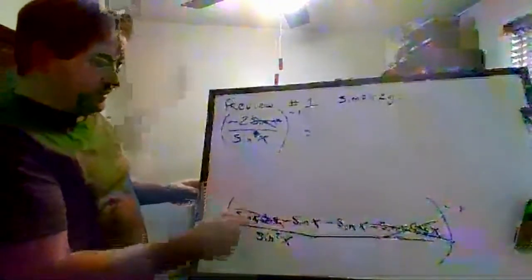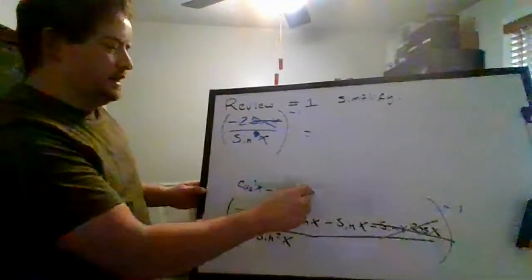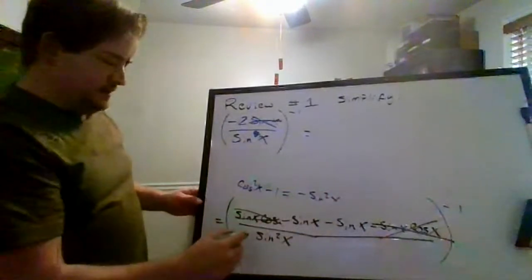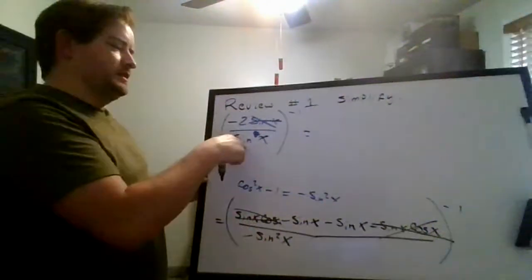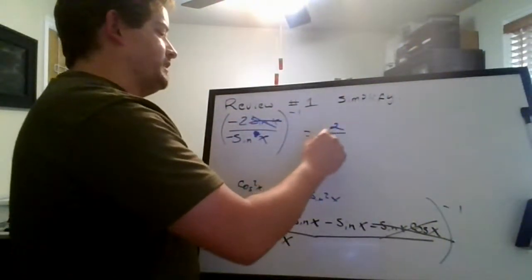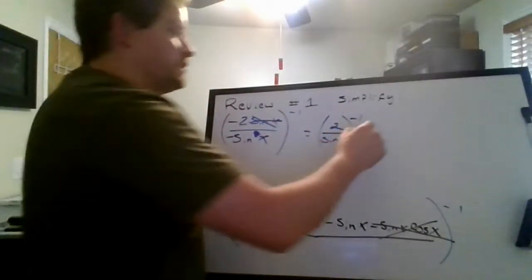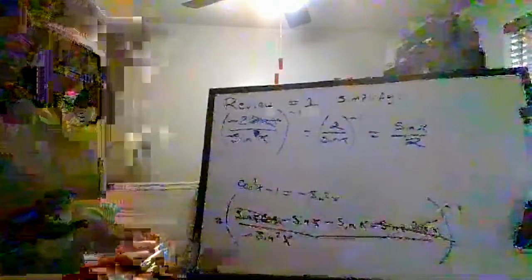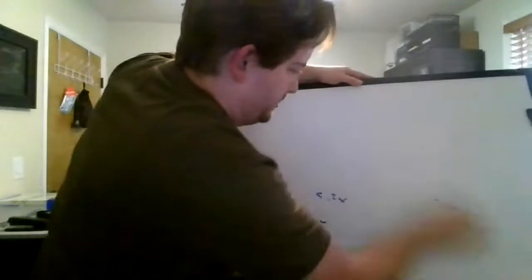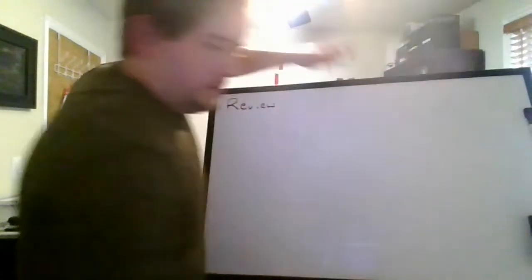Sorry, back up here, when I had a cosine squared of x minus 1, this is actually a negative sine squared of x. So that's a negative. So the negative and the negative kill each other. The sine kills one of the sines. And this is just 2 over the sine of x, all to the -1. That -1 is just going to flip your fraction. So this is sine of x over 2, which is what the solution has as well.